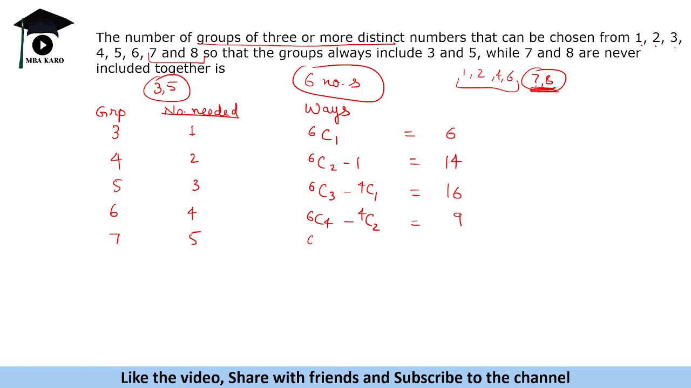And the last case will be we are picking five numbers out of 6, and we need to exclude the cases where 7 and 8 are together, which means we have picked 7 and 8 and are picking three more numbers out of this bracket. So 4C3, that is 4. Six minus 4 is 2. So the total cases we will get as 6 plus 14 plus 16 plus 9 plus 2, that is 47. So that is the answer to this question, 47.